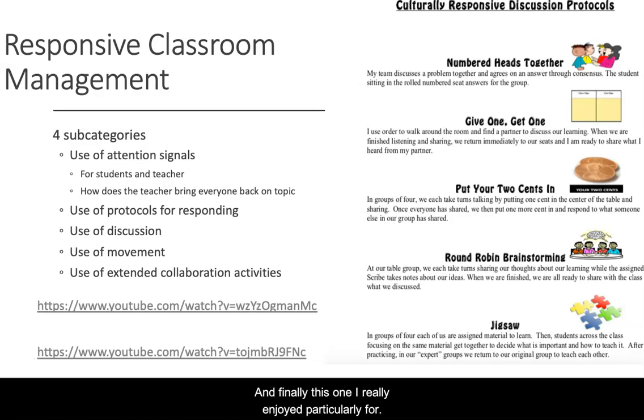And finally, this one I really enjoy, particularly for science and social studies, but also if you need to tackle a large swath of literature to read, and that's jigsaw. In groups of four, each of us is assigned material to learn. Then the students across the class focusing on the same material get together and become subject matter experts. So you count your students off one, two, three, four. They have a home group, but then all the ones get together and learn a very specific piece of whatever you're teaching. The twos get together, and the threes and the fours. Once they become subject matter experts, they go back to their home group and teach each other what they just learned.